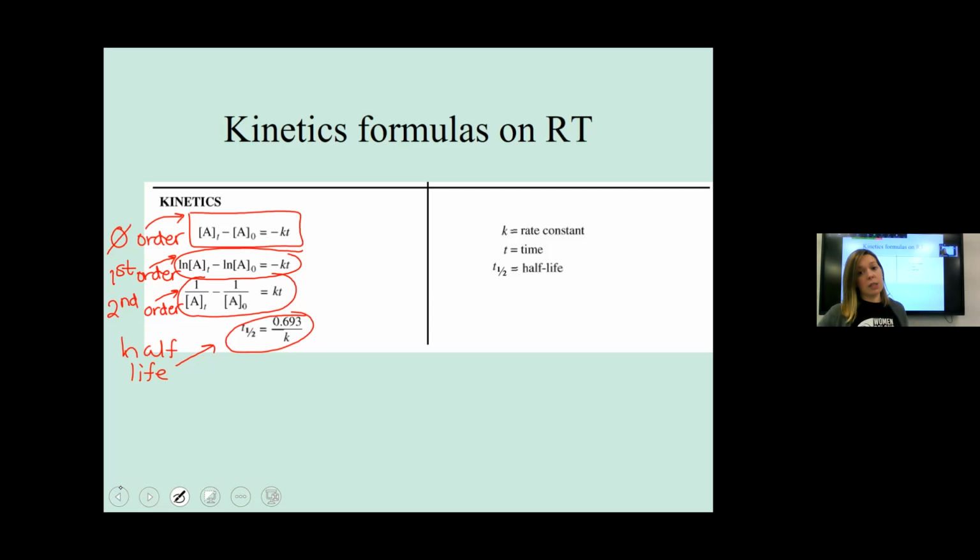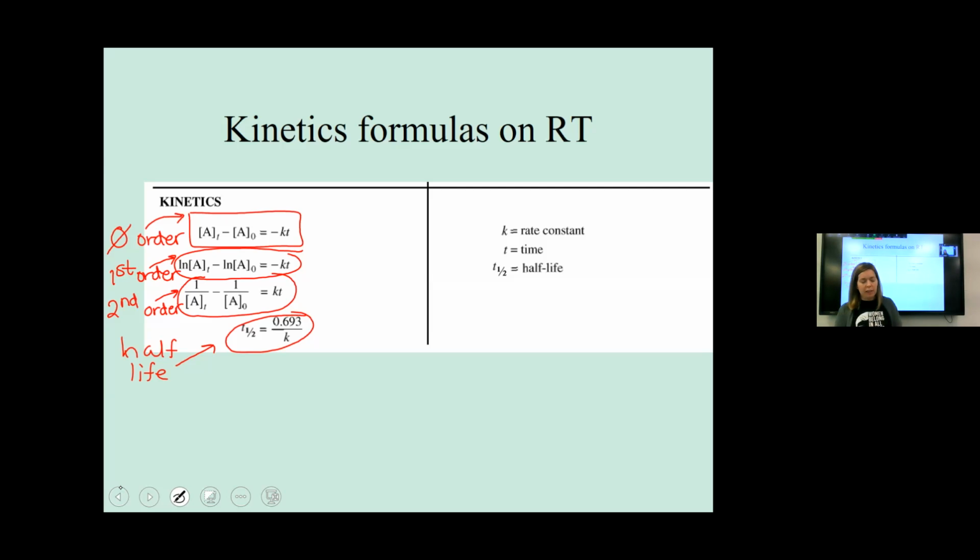So what we are going to use these for, we've got two ways to use them. One, they will help us figure out what the order of our reaction is. And then two, if we know the order, we can use these calculations to figure out the amount of time it would take for our reactant to change from a certain value to a different concentration. So again, make sure that you record that on your reference table.